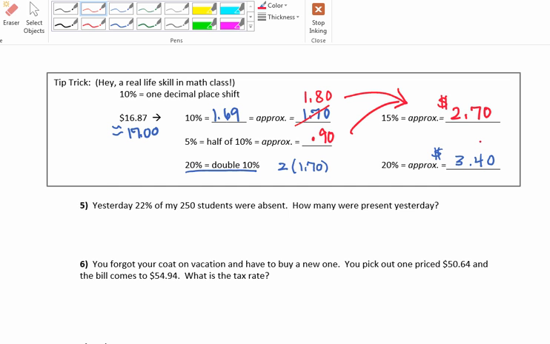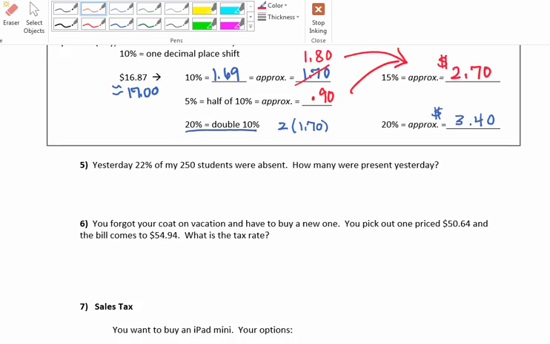That is approximately 15%. Now, remember, we calculated that on the previous page and got $2.52. So we're only off by 18 cents here, which is not that big of an increase. Okay, so again, just a real life skill everyone should have.